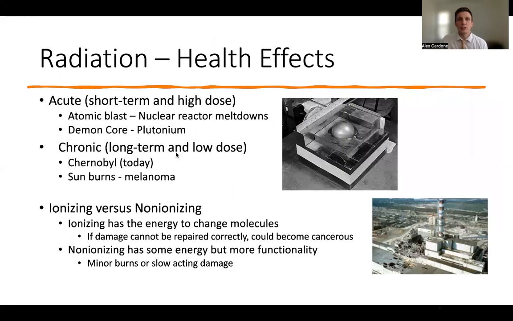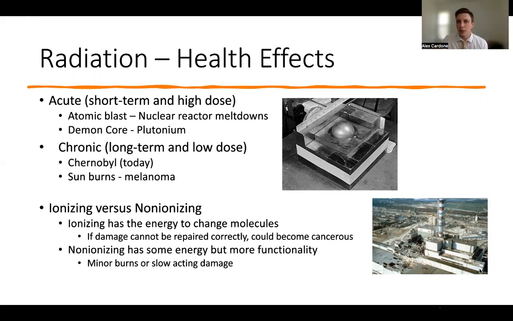So then radiation health effects. Just like with any sort of health effect, whether you're in the medical field or really dealing with anything, there's acute and chronic. Acute, you can think short term and high dose. With that being said, two items come to mind whenever we're thinking of health effects of radiation: an atomic blast or a nuclear reactor meltdown.